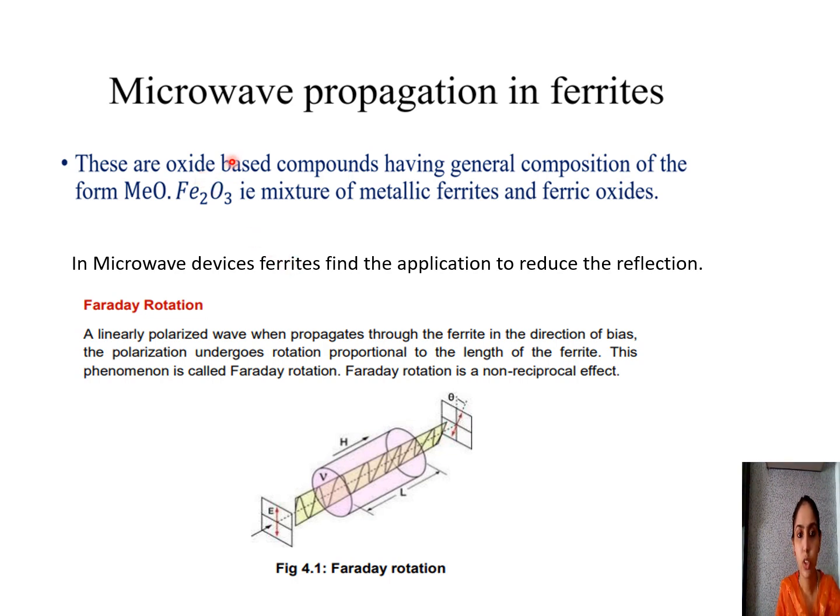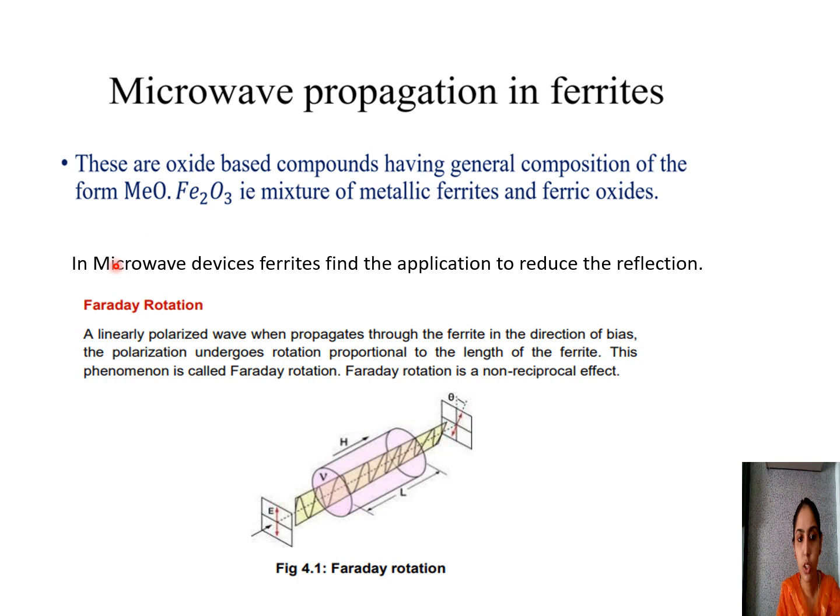Ferrites are oxide-based compounds having a general composition of the form MO·Fe2O3. It is a mixture of metallic ferrites and ferric oxides. This MO can represent any type of divalent metal oxide. For example, it can be zinc oxide, manganese oxide, nickel oxide, etc.